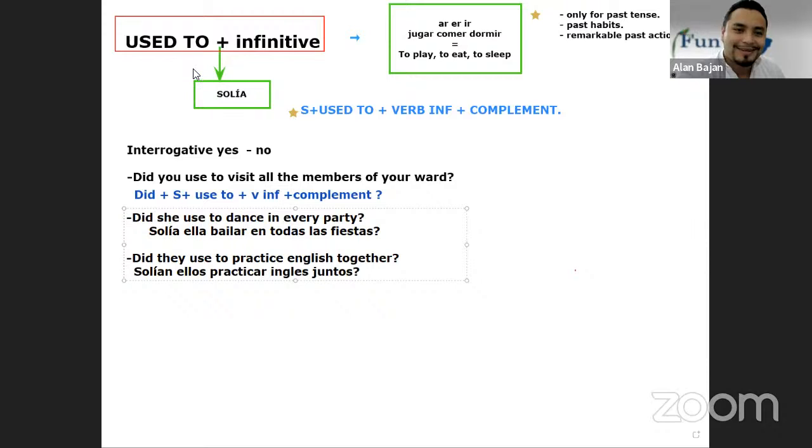Okay. Very good. Okay, now the sentence you wrote, please write it in negative and interrogative in the chat. The same sentence in negative and interrogative in the chat.